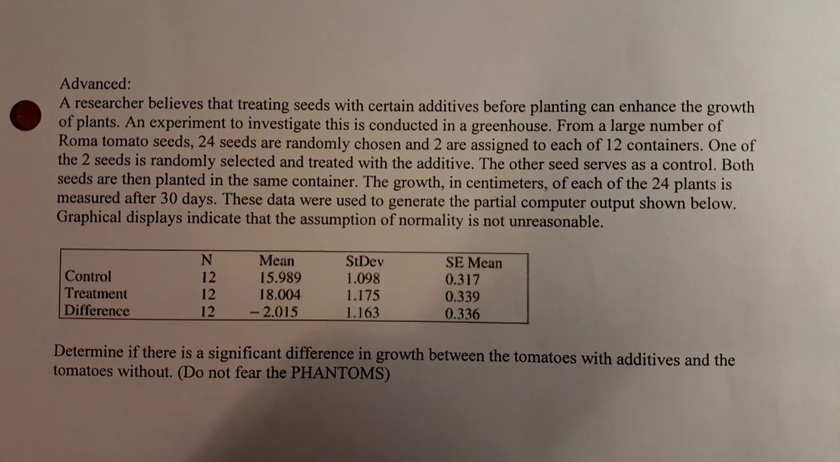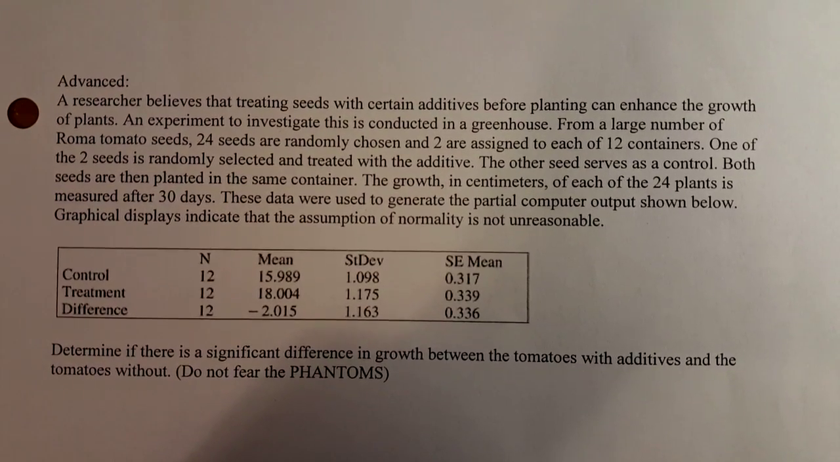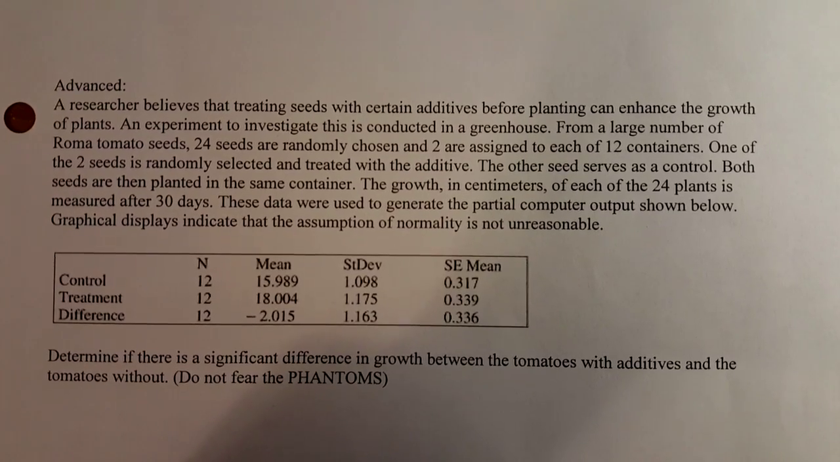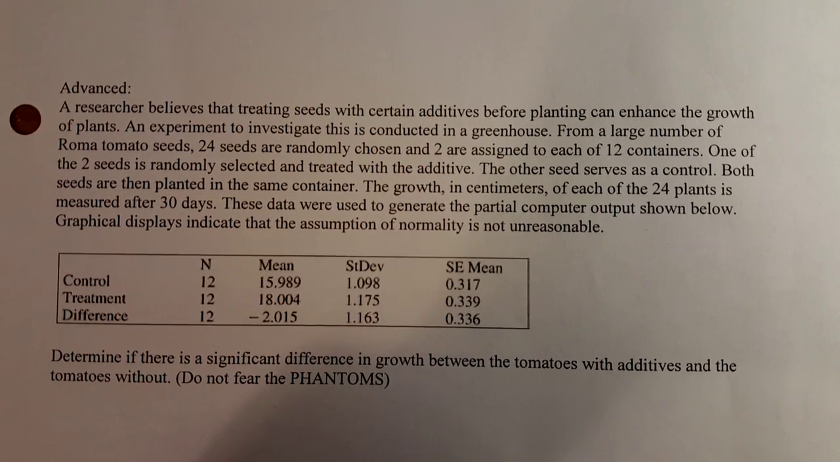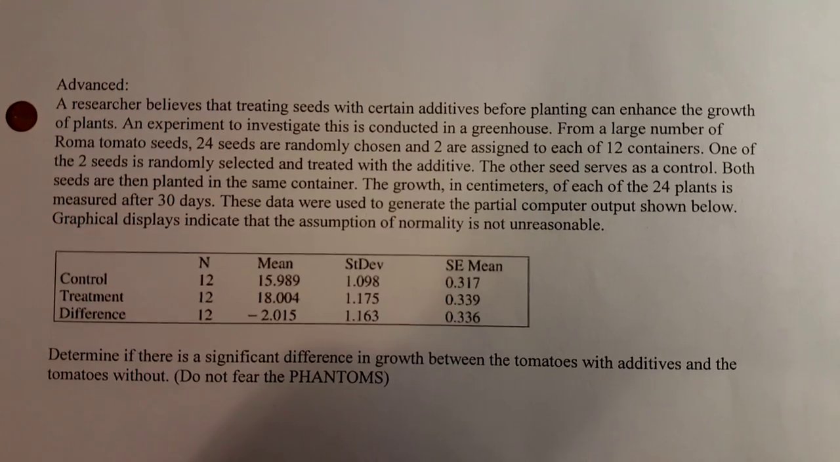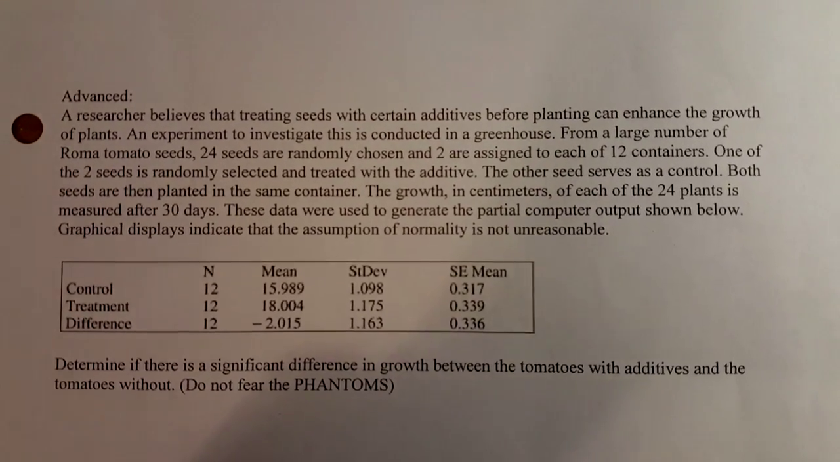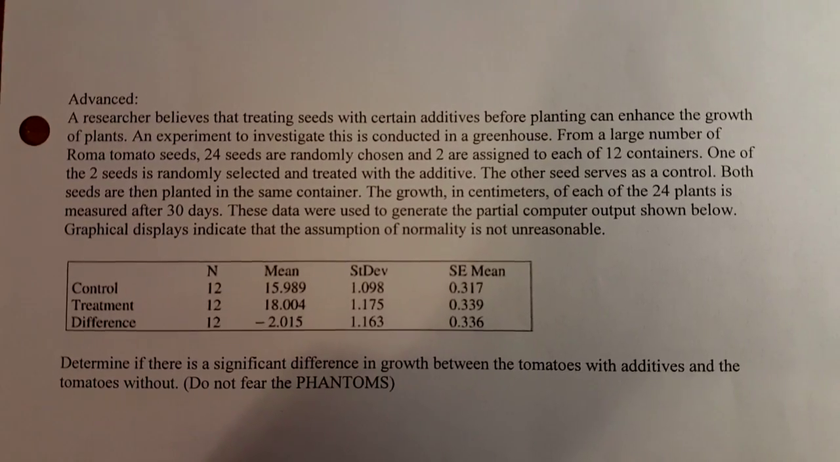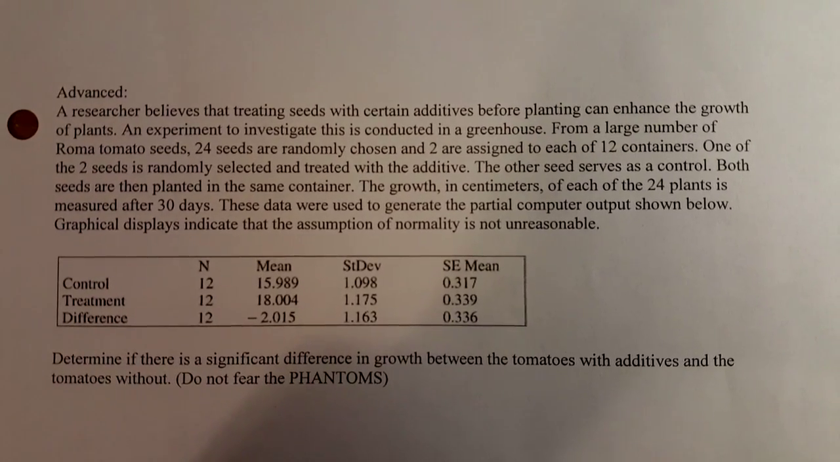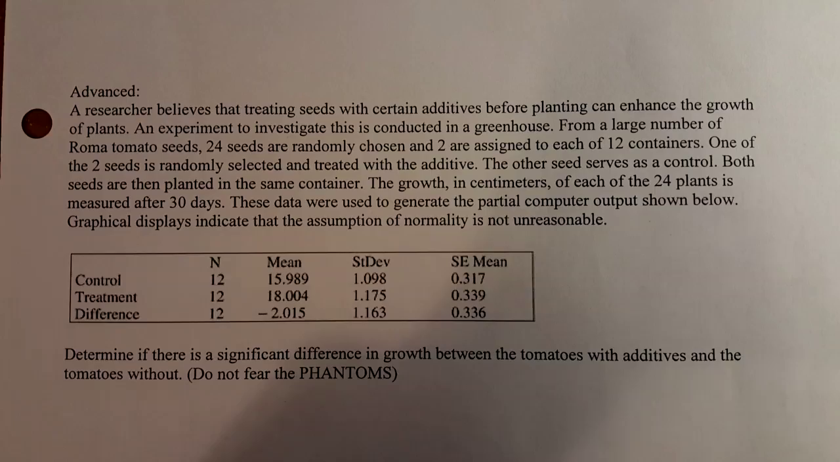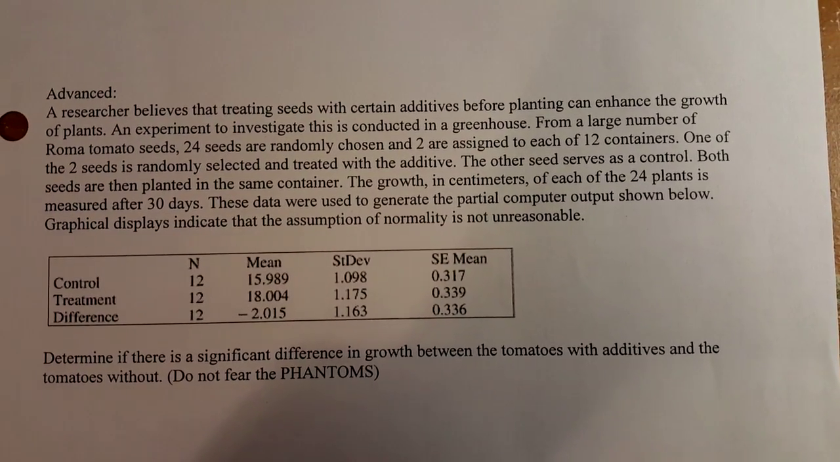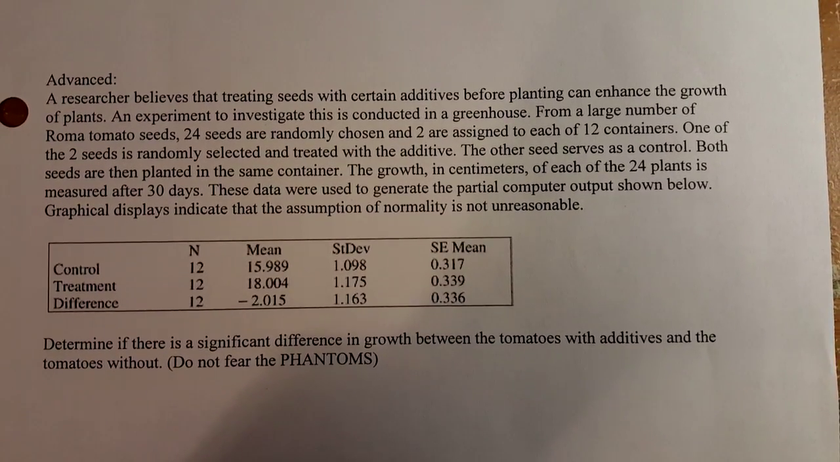From a large number of Roma tomato seeds, 24 seeds are randomly chosen and 2 are assigned to each of 12 containers. One of the 2 seeds is randomly selected and treated with the additive. The other seed serves as a control. Both seeds are then planted in the same container. The growth in centimeters of each of the 24 plants is measured after 30 days.